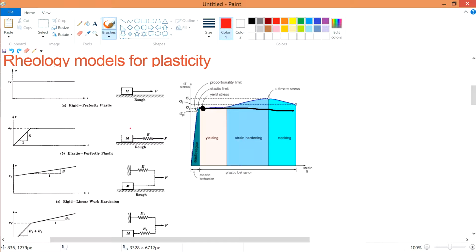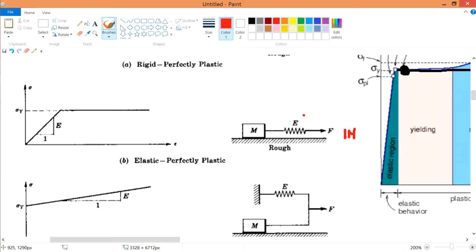For example, if you apply 1 Newton over here, you may extend this thing, but you didn't actually move this mass. So when you release, you go back to this state right here. Now I apply 3 Newton. When I apply 3 Newton, this spring stretches more, but this mass still hasn't moved yet. So we are still talking about within this elastic region.